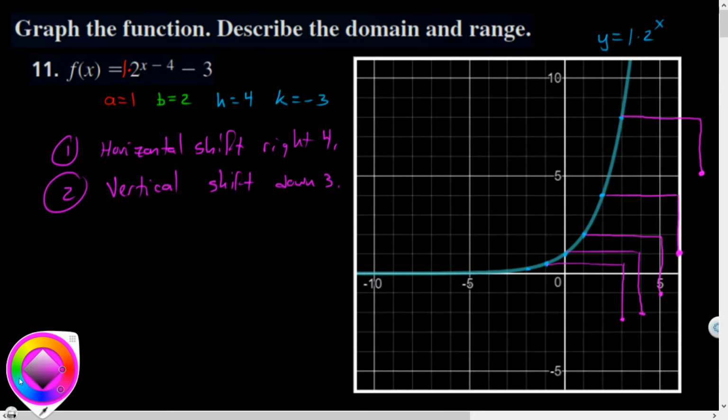Now, my original function had a horizontal asymptote, right, where the graph gets closer and closer and closer and never hits it, at y equals 0. Now, the h, if I horizontally shift a horizontal line, you won't notice a difference. But if I vertically shift a horizontal line, it will be noticeable. It's going to shift that down 3. So instead of y equals 0, my new asymptote is y equals -3.